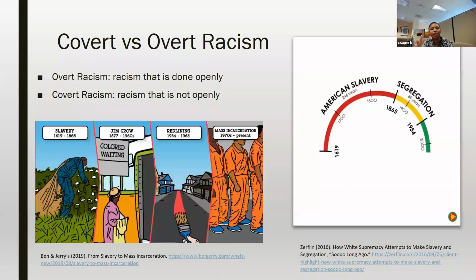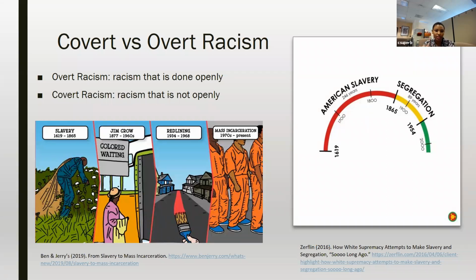All right, so when we look at racism and we think about those levels, one thing we want to note is the difference between overt racism and covert racism. Just some simple definitions for the sake of this webinar: racism that is done openly is overt, and that looks like slavery, Jim Crow, segregation, redlining practices that we know were done based on the color of someone's skin, right?